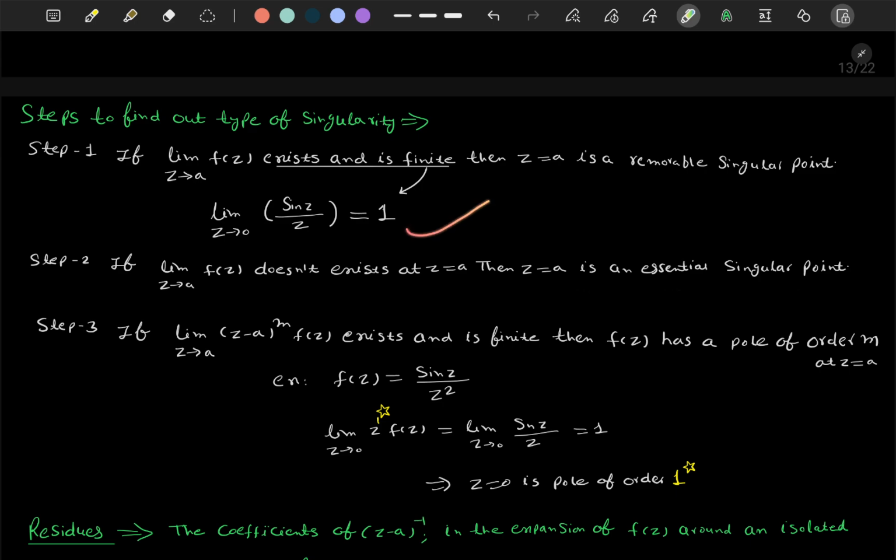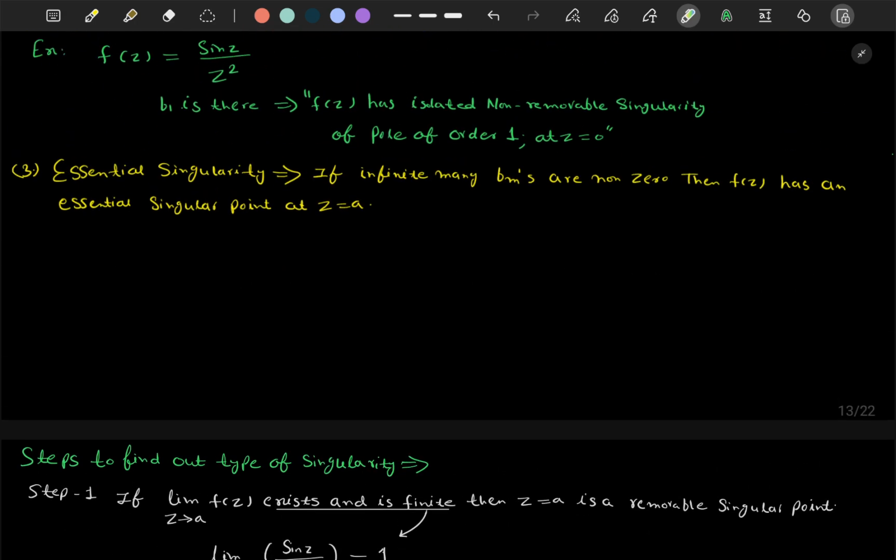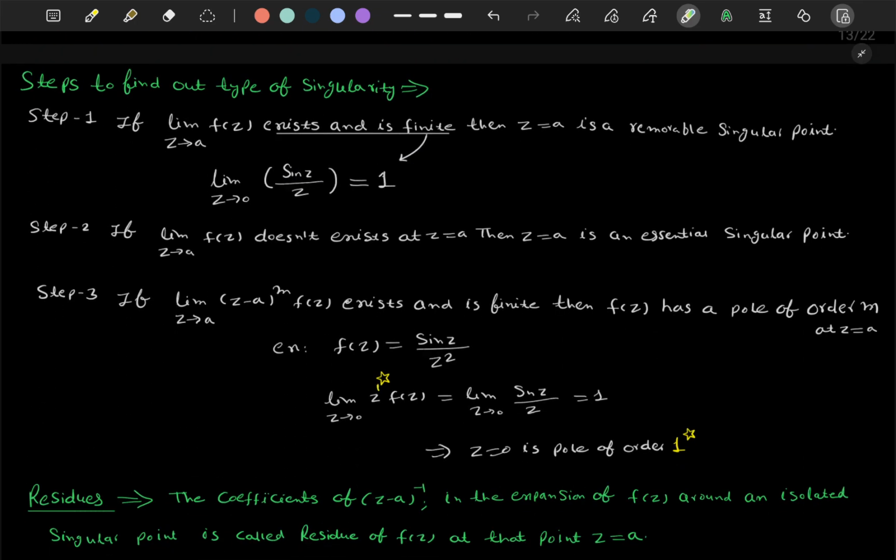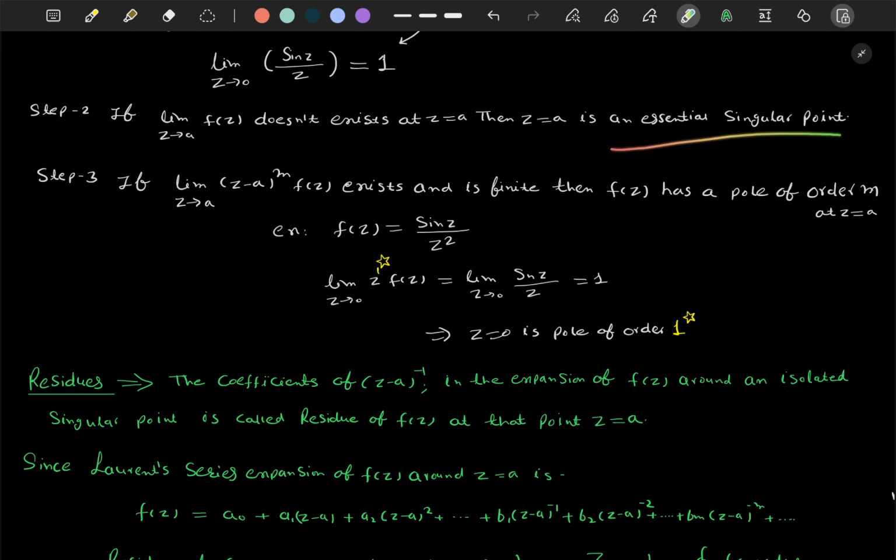These steps are also true, but we can check singularity with this method in order to solve numericals very quickly. First we will check the limit. If the limit is defined, then the function has a removable singularity. If the limit is not defined, then the function has an essential singular point.